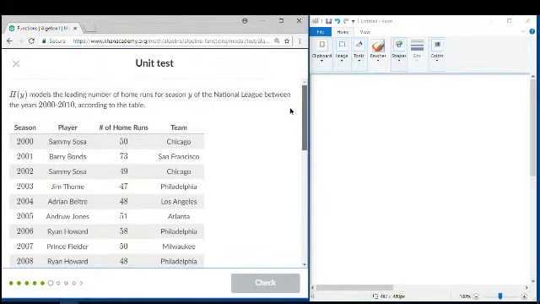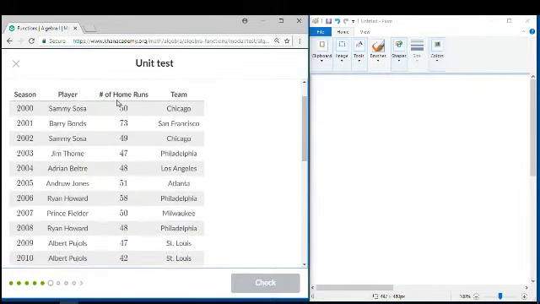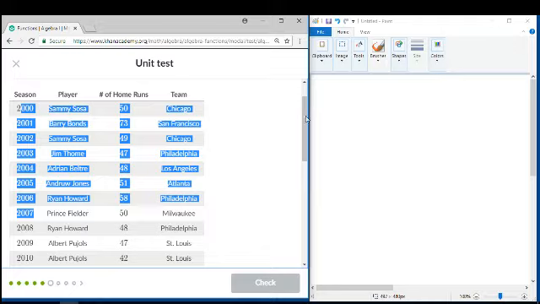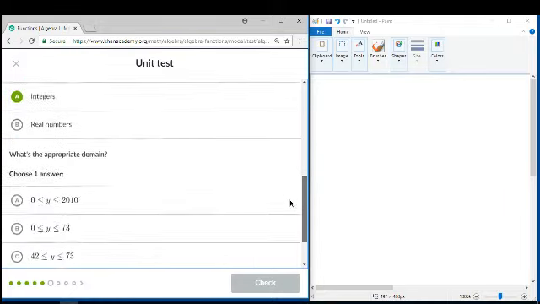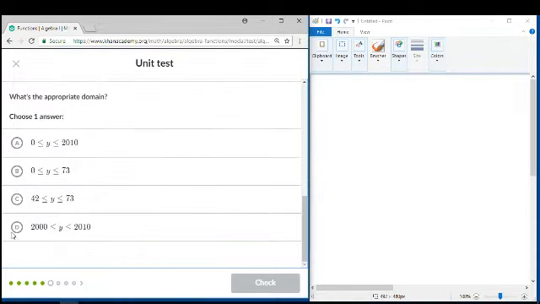What's the appropriate domain? Well, let's look at the season. The season is from 2000 to 2010. So the only seasons in play are 2000 through 2010. So let's look at this one. Well, the only domain here is 2000 through 2010.